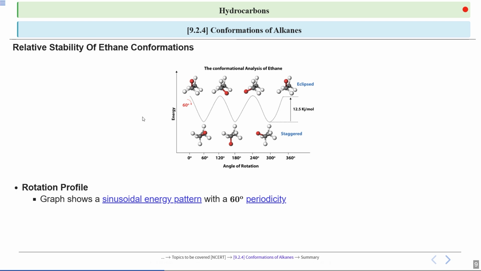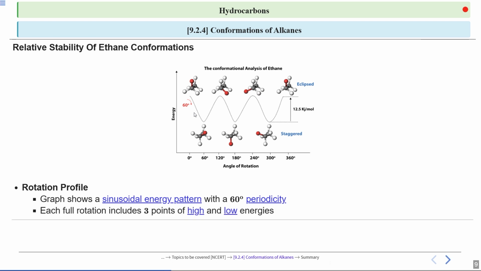You can start from the first conformation and just look at the colored carbon. We are rotating the front carbon basically, not the back carbon. If you rotate it by 60 degrees, then it will go down in energy. Then if you rotate it further, it goes up in energy. It means after every 60 degrees, there is a periodic repetition. Got it?